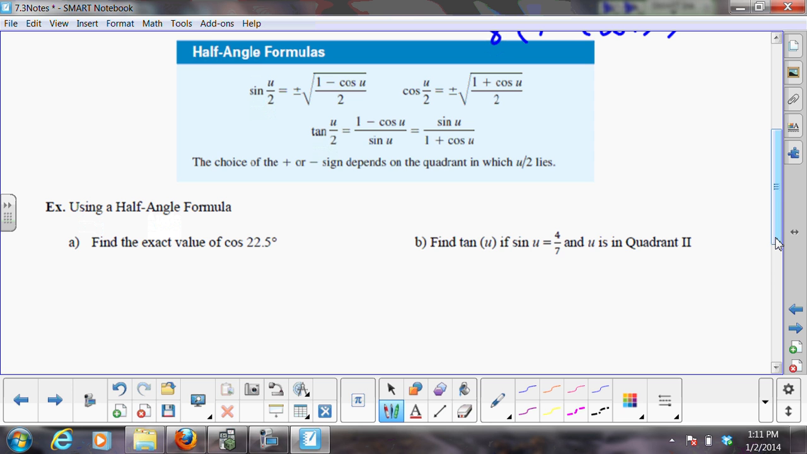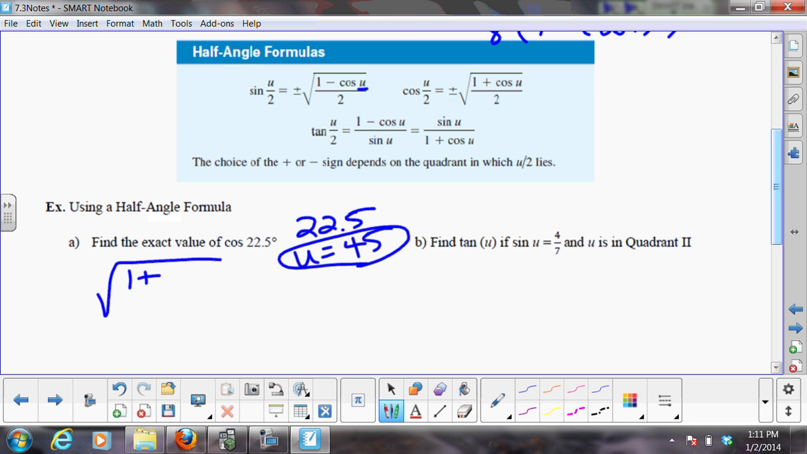Half angle formulas. Here are half angle formulas. Notice that in the actual function, they use basically double of whatever they're asking about. So in this first one, if we're asking about 22.5, the actual u, you double it and it's 45. So 45 is what we put into the function. And 22.5 is in quad 1, so it's going to be a positive version. So this will be the square root of 1 plus cosine 45 all over 2.